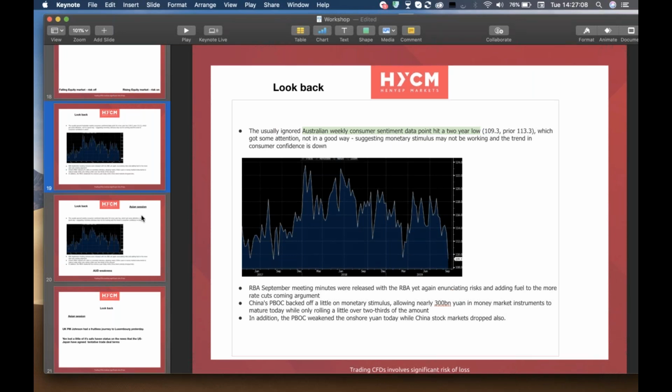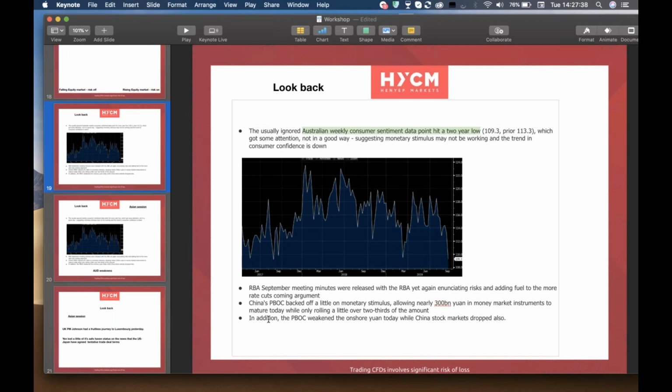Also, we had the release of the RBA minutes, and we looked at those in the FX week ahead. We weren't necessarily expecting much from it. What we got is that they are mentioning that they are prepared to cut interest rates further in the future. So the minutes, taken as a whole, meant there was an increased chance of rate cuts coming.